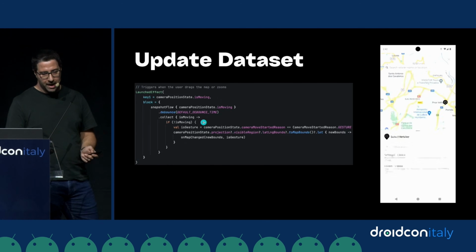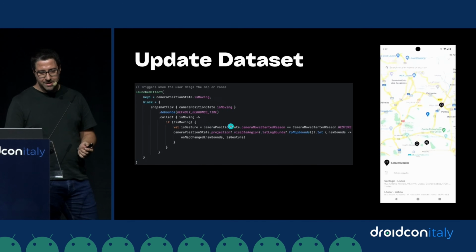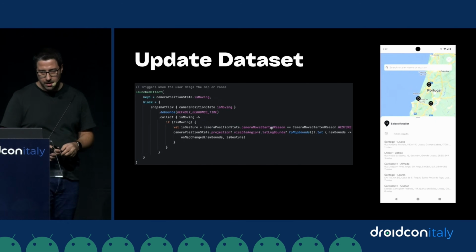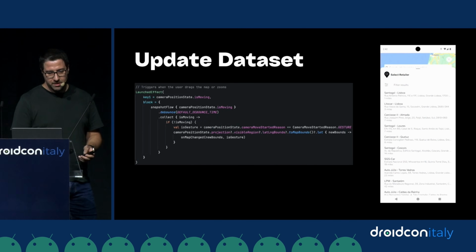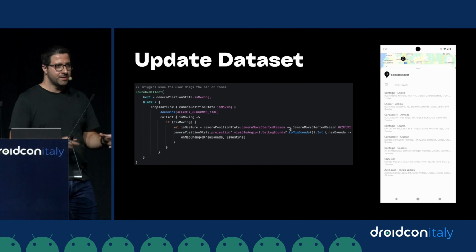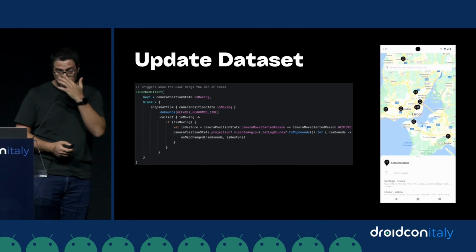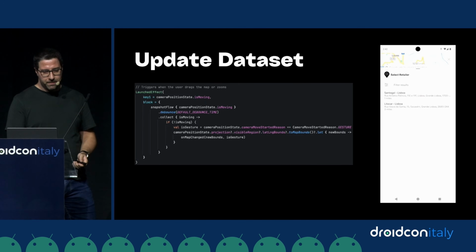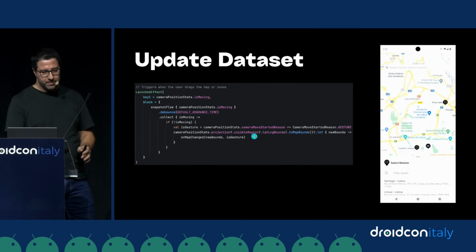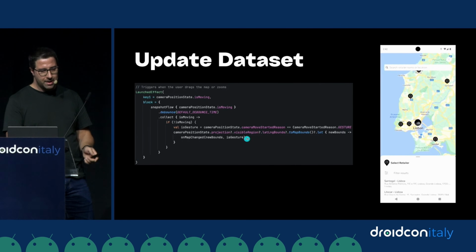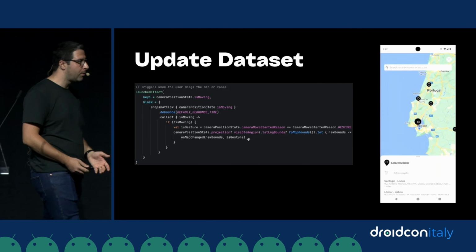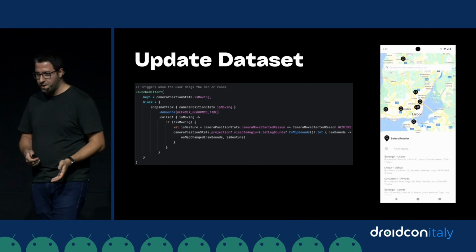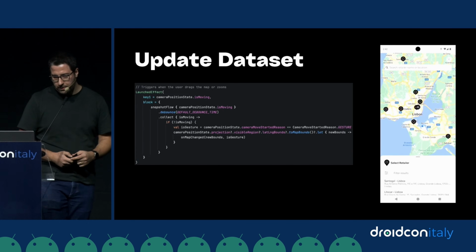And when the camera was not moving, we were checking the reason of the past movement, checking if it was a gesture and not, for instance, a click on the zoom controls or something like that. It's just a double check because we disabled the zoom controls in this case. Then we fetch the visible region from the camera position state projection and pass it into a function in our view model that would filter the dataset by position of that projection.